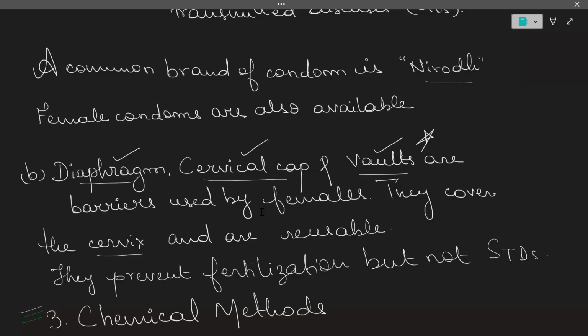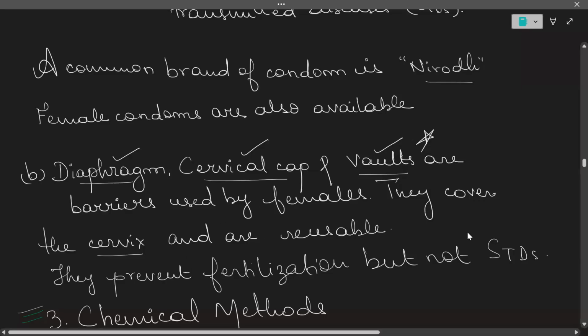Condoms are not reusable. Diaphragms prevent fertilization, but they do not prevent sexually transmitted diseases. Why? Because they are just covering the cervix. The vagina is still exposed.